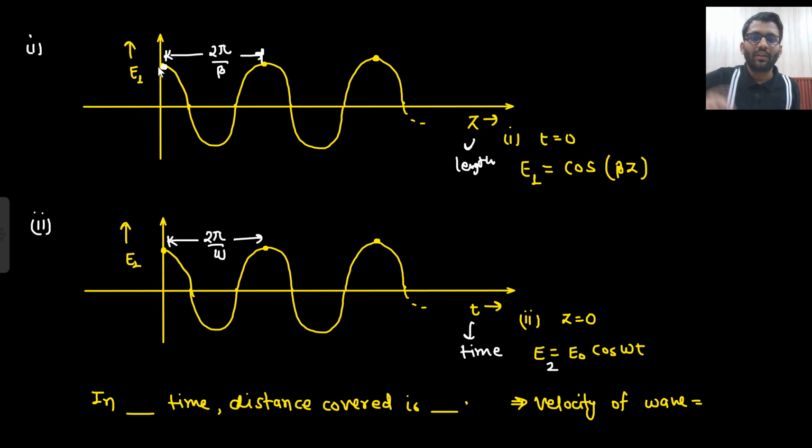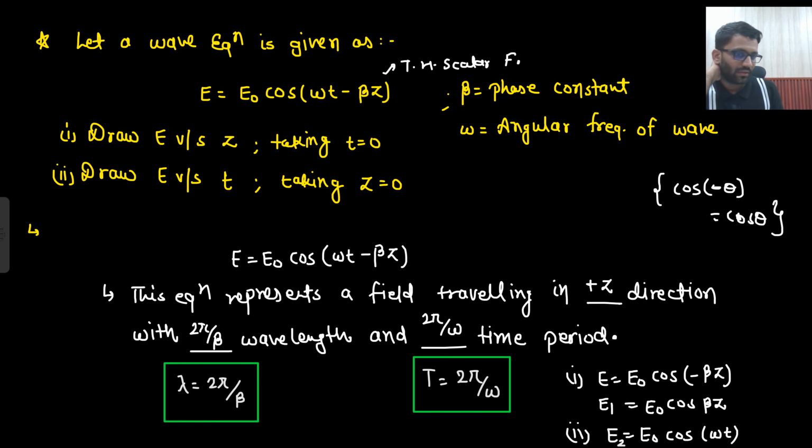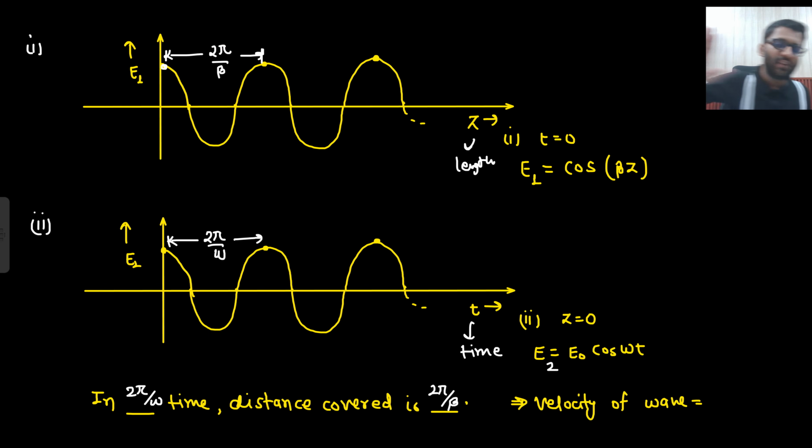Now what you know is that in 2 pi by omega time, it is covering the distance of 2 pi by beta. Say yes or no? This wave will start traveling, right? This is a function of space and time both. So in space, this wave will start traveling in positive z direction. The direction is not important here. One thing we know is that it will start traveling. And one thing from these two graphs we get to know is that in 2 pi by omega time, it covers a distance of 2 pi by beta.